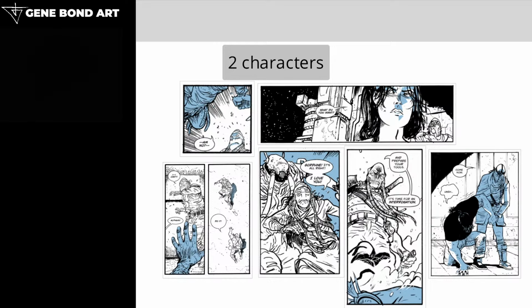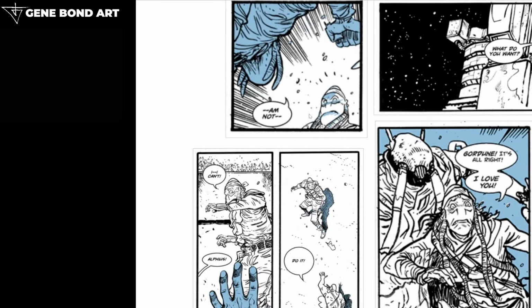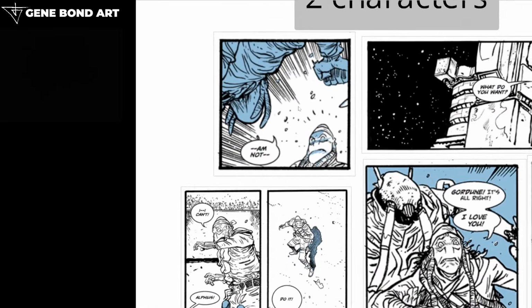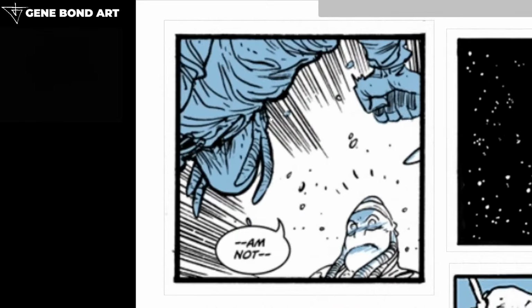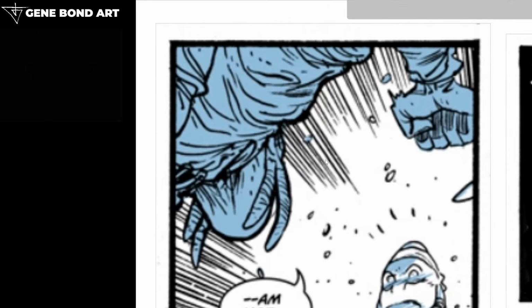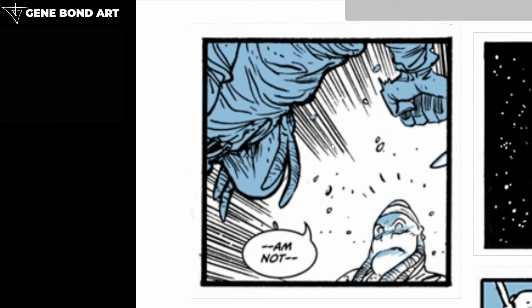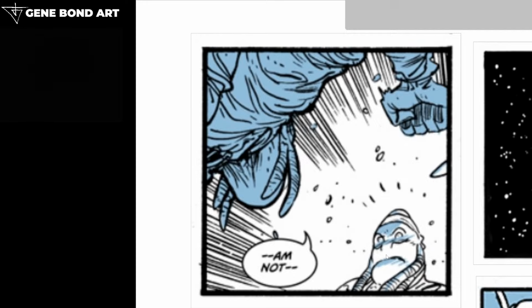And I want to see how Daniel Warren Johnson composes this kind of script, right? So we have two characters and so many versions of how you can do it. Here we have an upshot, so camera below the character's eye level. You see like an upshot.